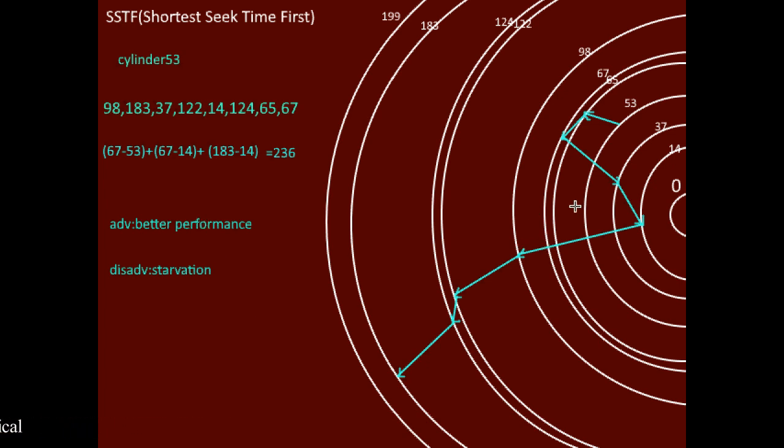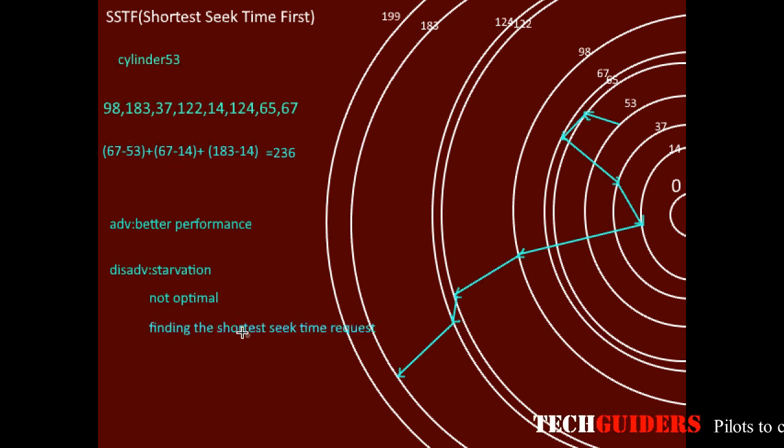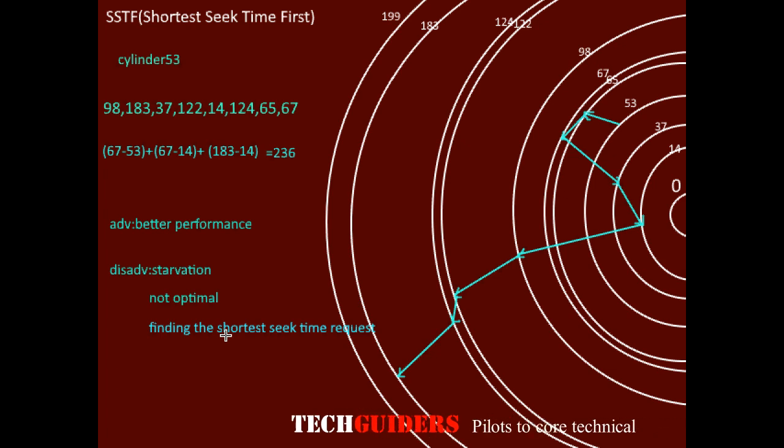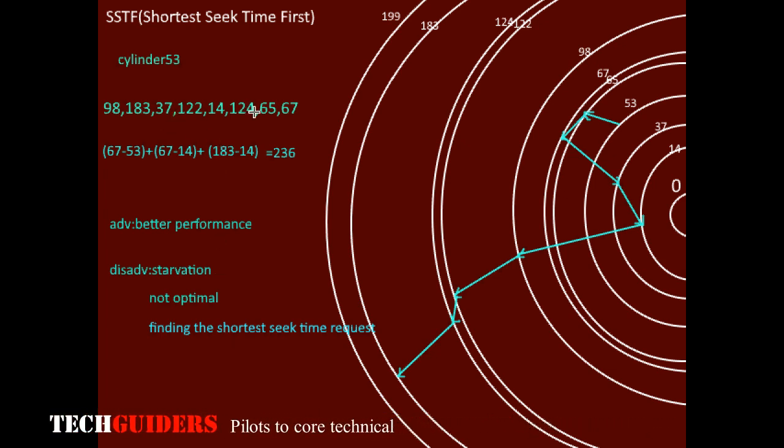Also, even though this algorithm shows much better performance compared to FCFS, it doesn't mean it provides the optimal solution. Again, this algorithm includes an overhead of calculating the shortest seek time request from the set of I/O requests at a time. Hence, the implementation is not that simple.